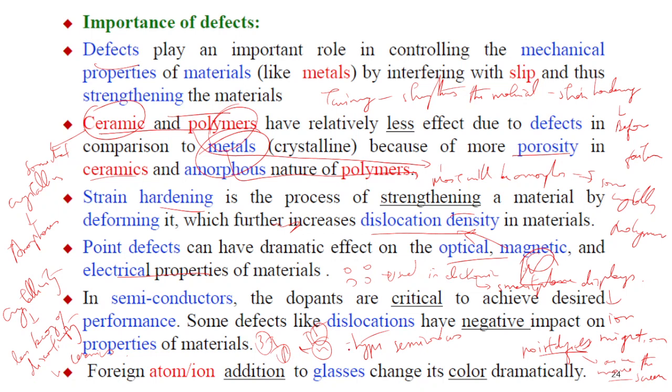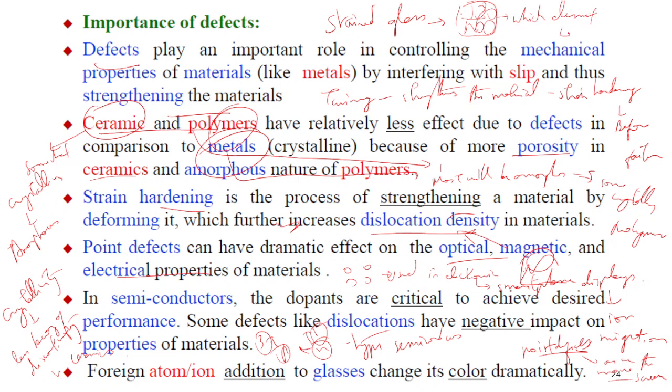Then a foreign atom addition to glasses can change its color dramatically. Have you guys heard of this stained glass? Has anyone heard of it? Yes, sir. So stained glass means, does anyone know? Look, there would be different variants of colors. Exactly. Usually if you go to churches, you will find on the walls or ceiling these windows which are having some drawings with glass of different colors. Do you guys know how the color comes actually? By mixing what element?